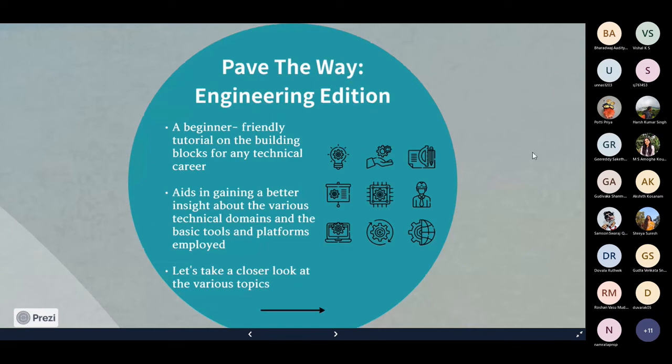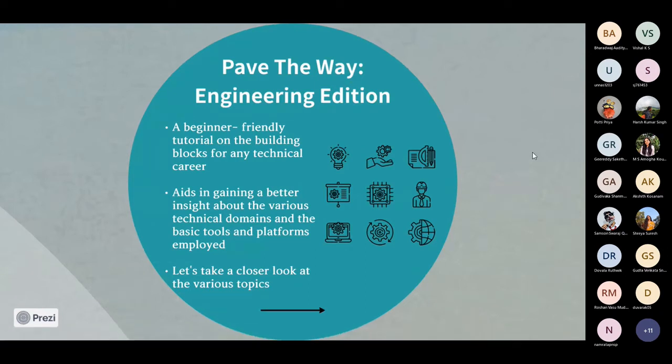4 weeks, 4 events. ACM and ACM-W are finally excited to present our first ever event series, Pave the Way Engineering Edition. This series will help you build a toolkit of skills which you can develop throughout your 4 years of engineering to help you prepare better for the real world.